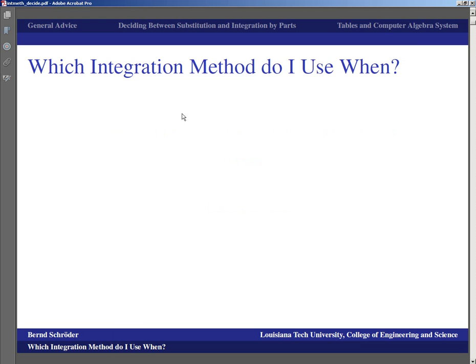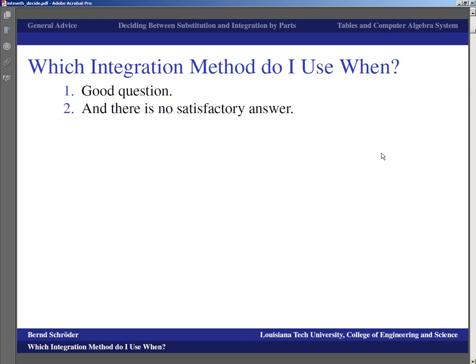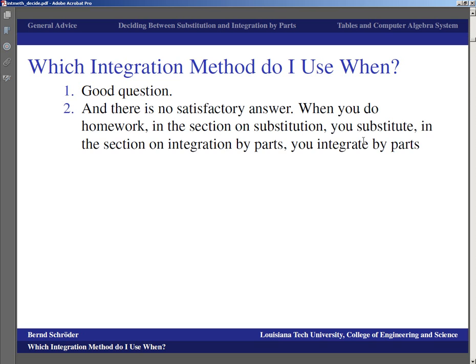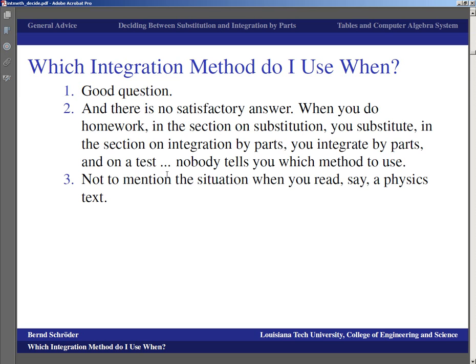Alright, so the big question is, which integration method do I use when? Well, that's a really good question, and there is no satisfactory answer. When you do homework in the section on substitution, you substitute. In the section on integration by parts, you integrate by parts. And on a test, nobody really tells you which method to use, right? So that's not fair, but we have to deal with it somehow.